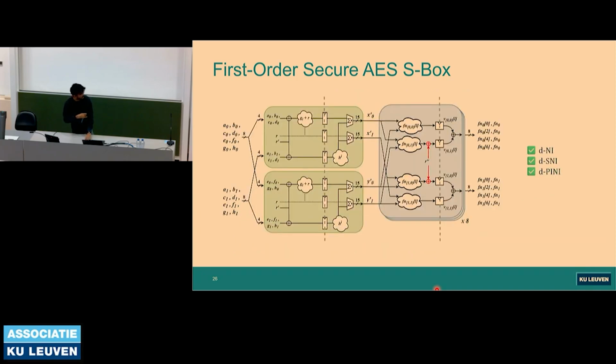So as a result, we get something that's NI, SNI, and PINI. I was able to verify this with SILVER, but it doesn't really accept any large circuits. So I can just make some 4-input circuits, like split 2, 2, and then combine them with a DOM gate, and I get all 3. So I couldn't verify the whole S-box for this.